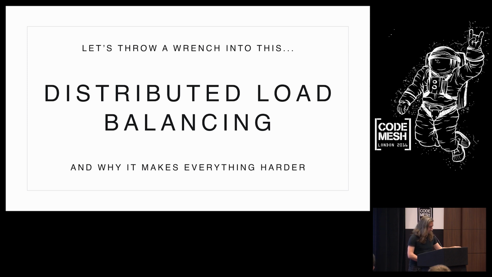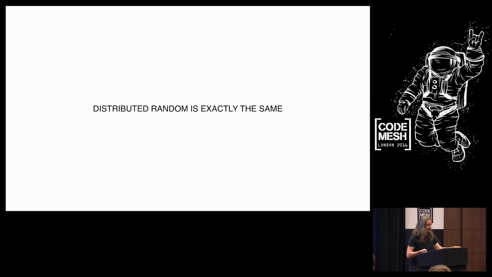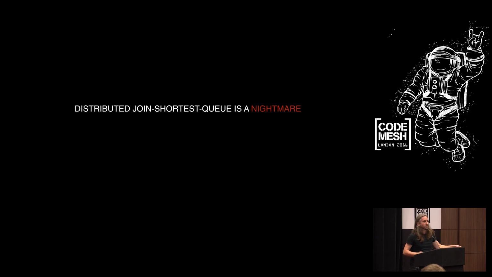So distributed random, as we discussed earlier, is exactly the same. No communication is necessary between the servers. It's just random. You just keep doing random all day long. It's great. That's one of the really nice benefits of using random. However, distributed join shortest queue is a nightmare. And that comes down entirely to the fact that it's stateful.